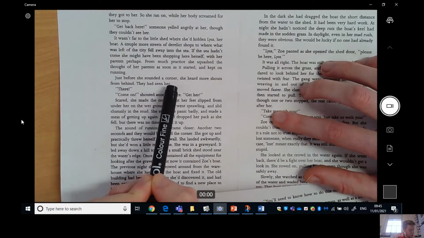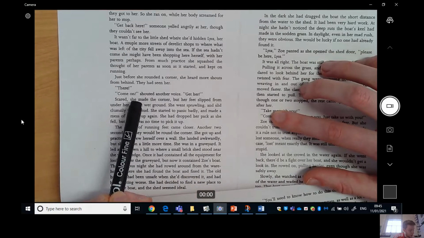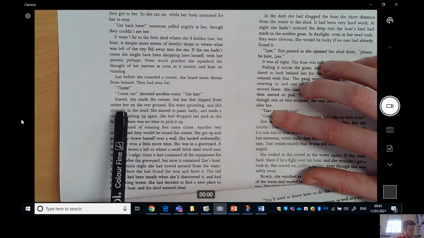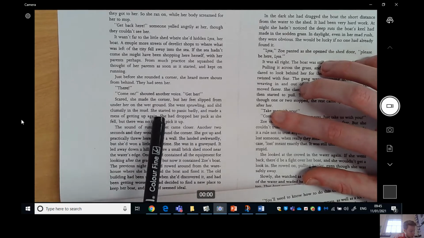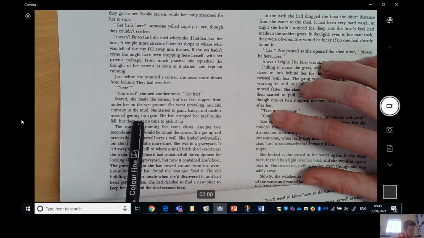Just before she rounded a corner, she heard more shouts from behind. They had seen her. "There, come on," shouted another voice. "Get her." Scared, she made the corner, but her feet slipped from under her on the wet ground. She went sprawling and slid clumsily in the mud. She started to panic badly and made a mess of getting up again.